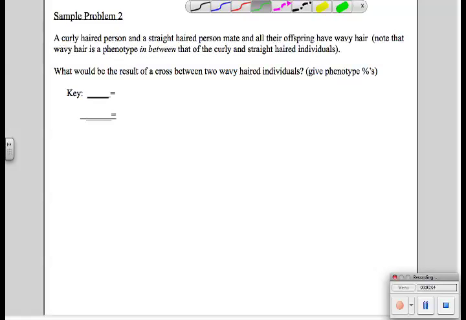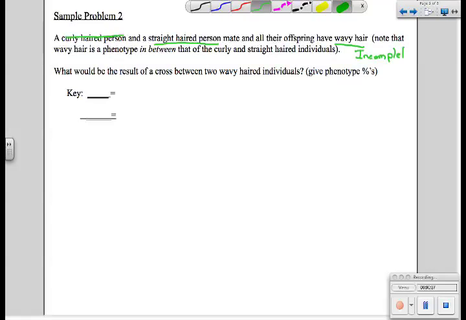Sample problem 2 for incomplete dominance and codominance is an example where we have a curly-haired person and a straight-haired person mating, and the result is wavy hair. It also says, note that wavy hair is a phenotype in between that of curly hair and straight hair, meaning it's a new phenotype that's showing up. That tells us that this is, again, an example of incomplete dominance.